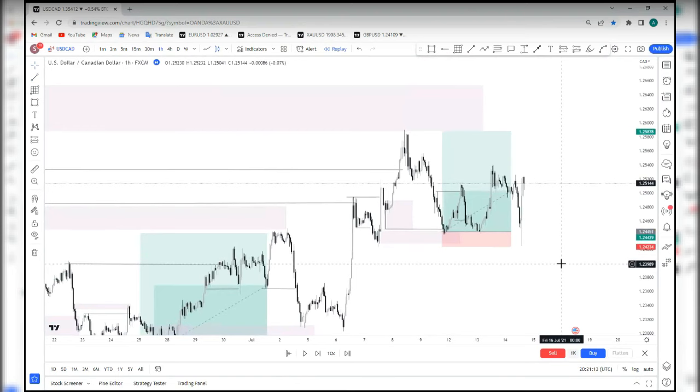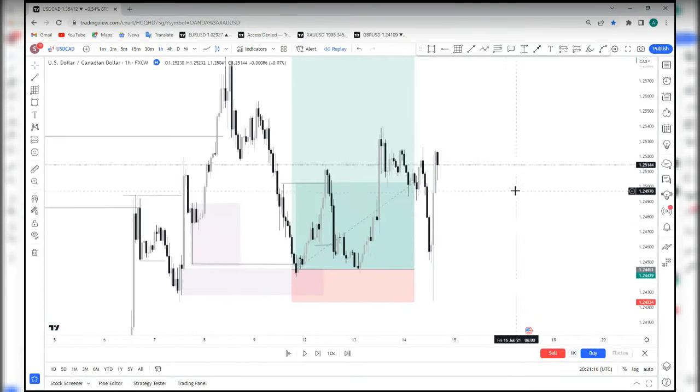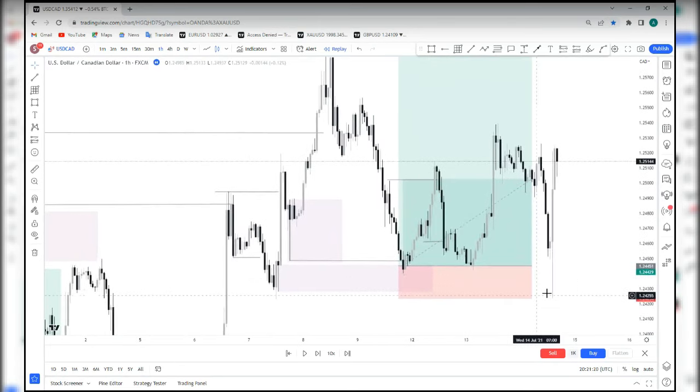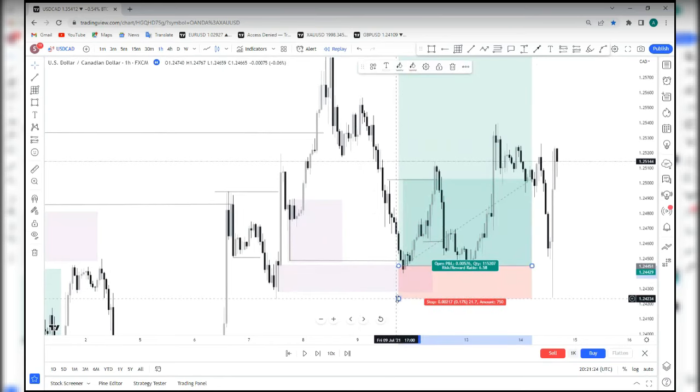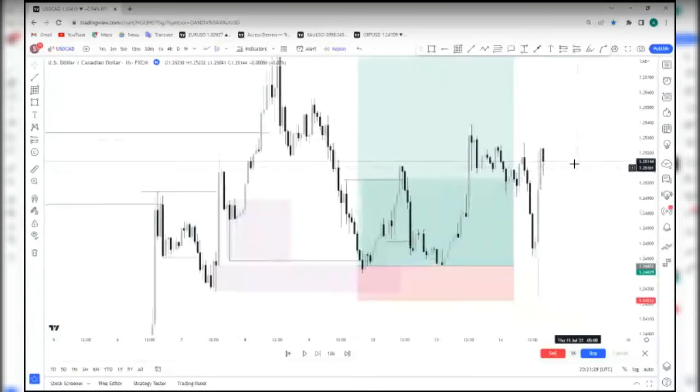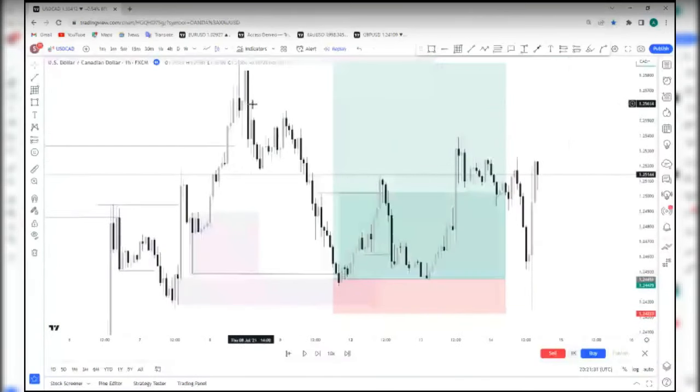We are moving. Now, look at this. There's a hunt, but still it has not kicked you out because your stop loss will be at the back. You can see there's a hunt. And what caused this hunt? Number one, let's see.